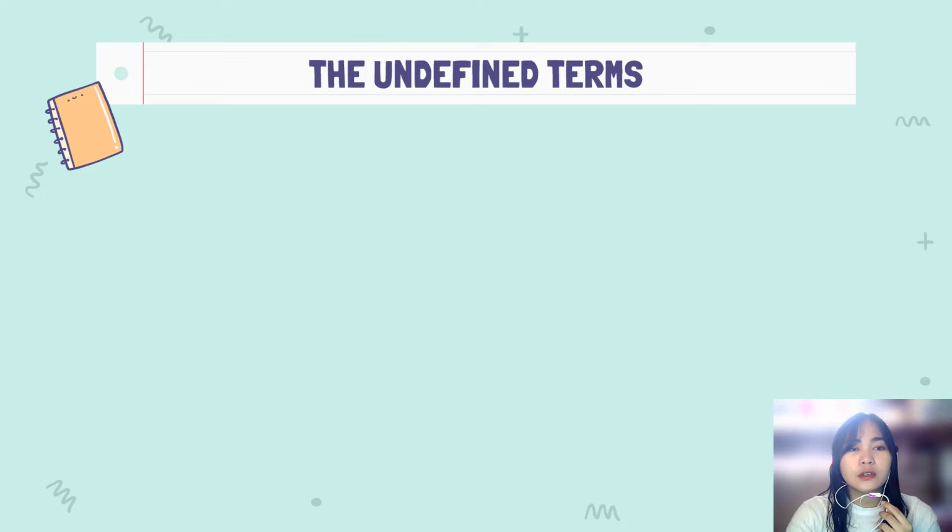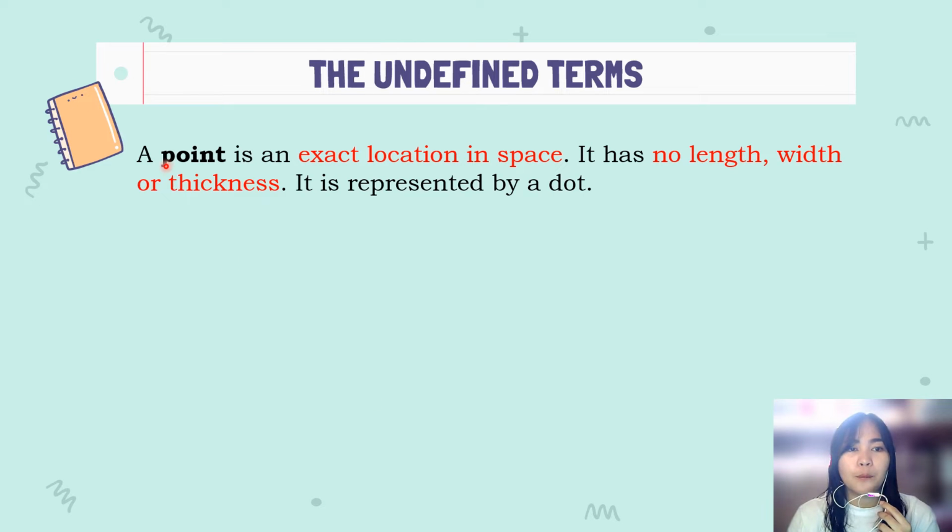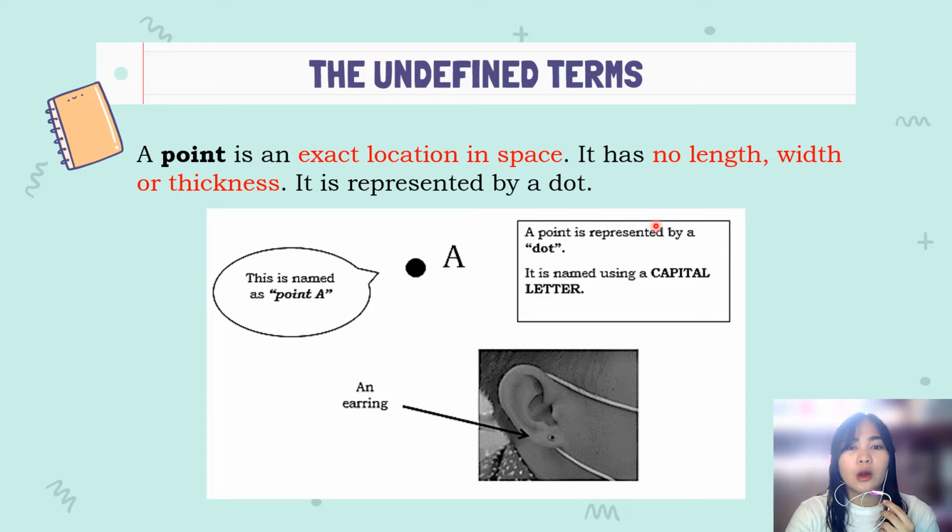Now, let's first discuss what is a point. A point is an exact location in space. It has no length, width, or thickness. It is represented by a dot. There are examples of a point: the tip of the needle, a period, or an earring, or any point or period that we see in our surrounding. So, a point is represented by a dot.